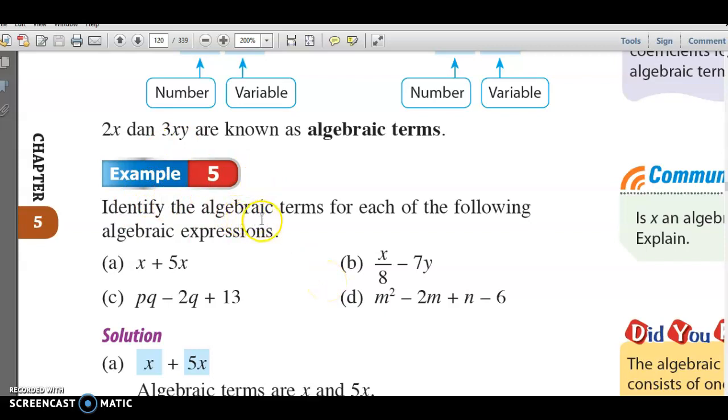Now we look at your textbook, for example, number 5. Identify the algebraic terms for each of the following algebraic expressions. For example, x plus 5x. Read carefully, read back.